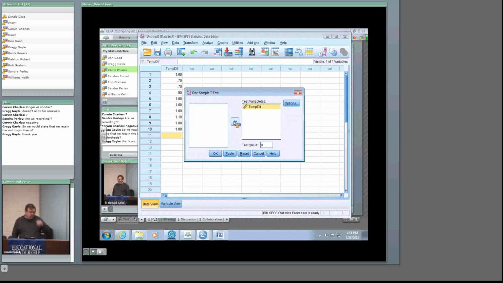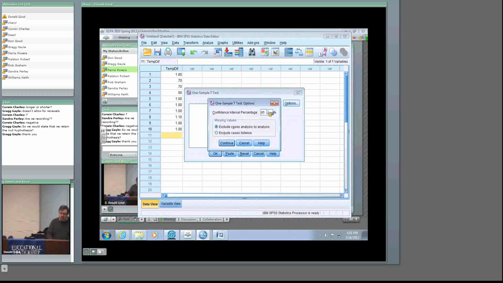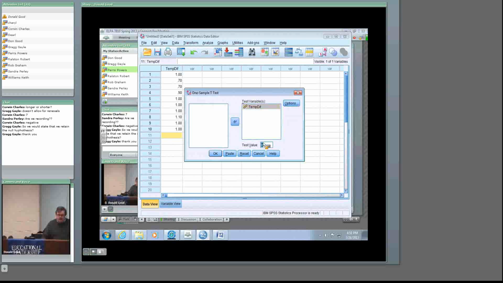So 0.01 is our level of significance, which means when we go to Options, I don't like that default of 95. I want that default to be 99. So once I have the 99% confidence interval selected there, I have to ask, what is my test value? This is less obvious. The question is, is the temperature of the Earth getting warmer?